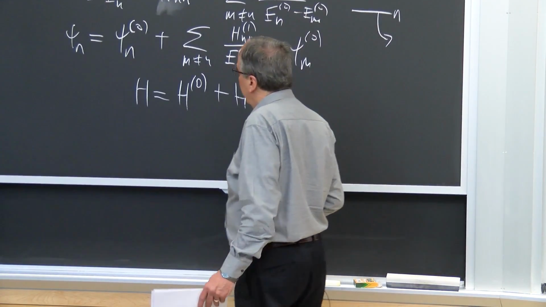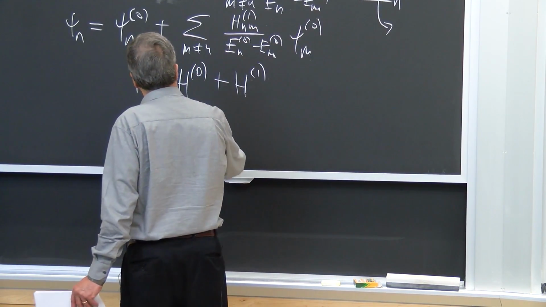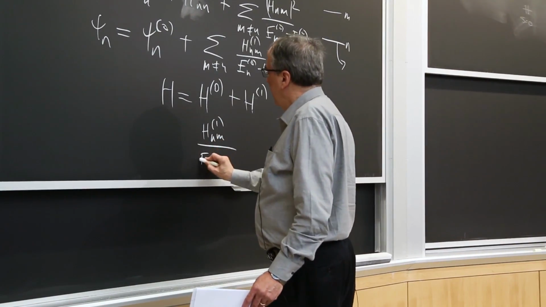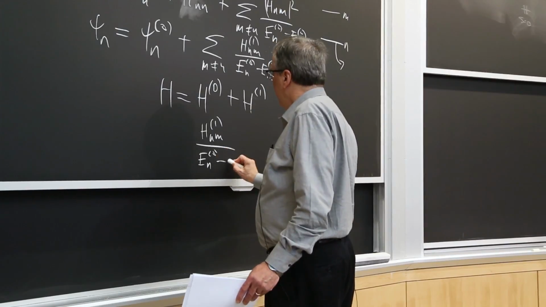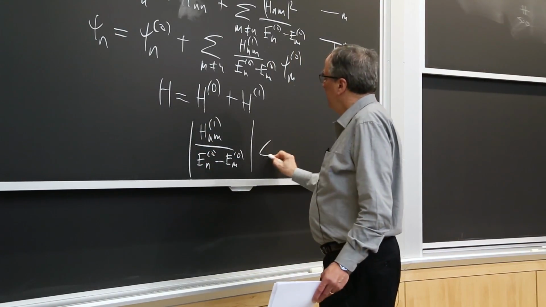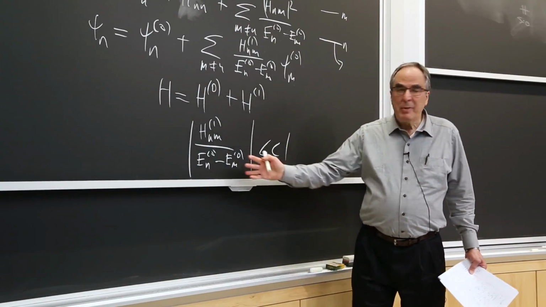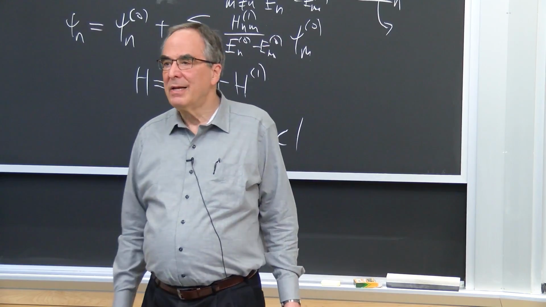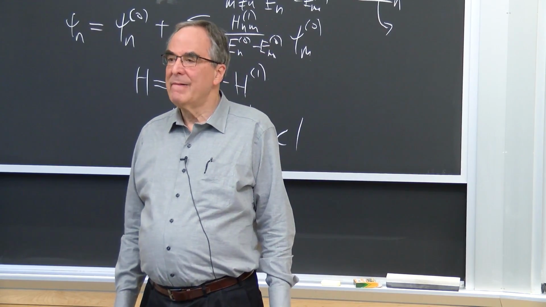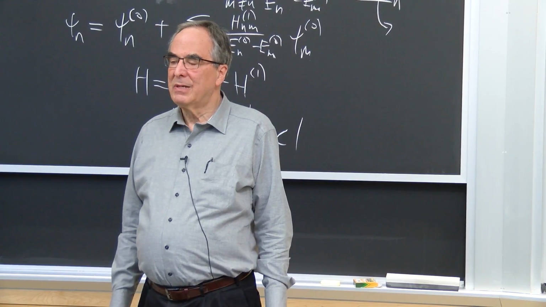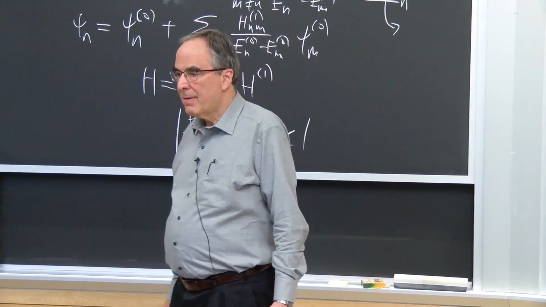Okay, and there's a rule that the absolute value of H_nm^1 over E_n^0 minus E_m^0 is much less than 1. That's what we mean, yes? If we're making a deliberate choice to put all the badness into the first order perturbation, yes, then what goes into higher order perturbation? If we make that deliberate.